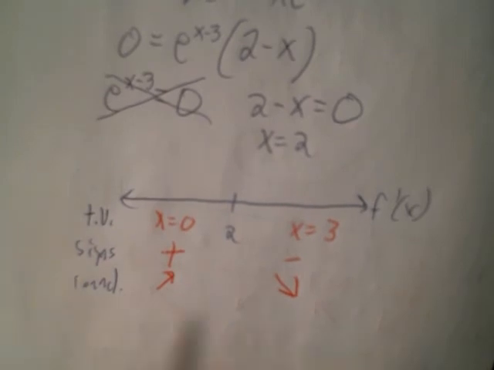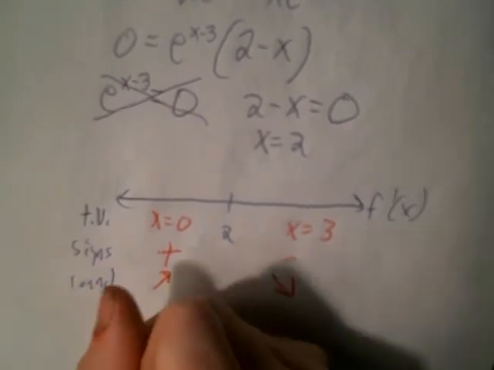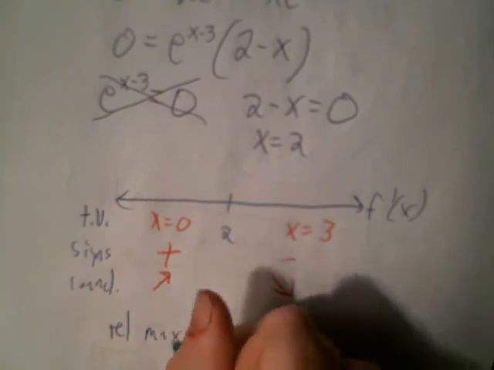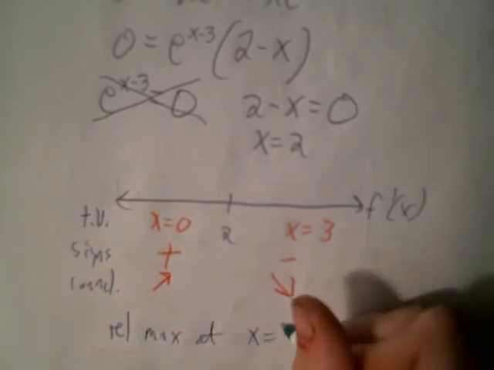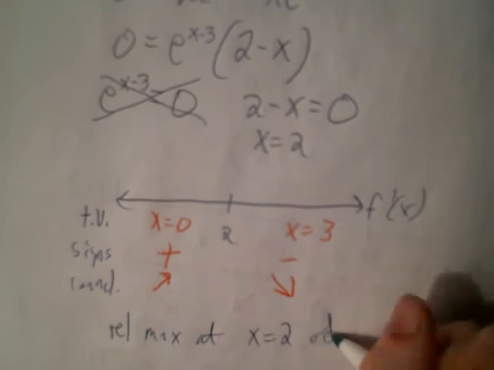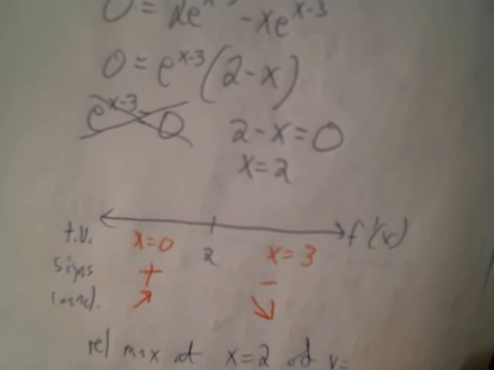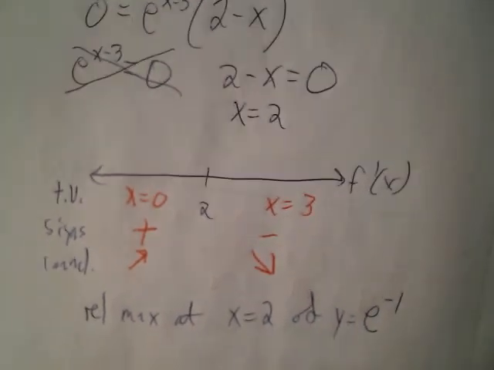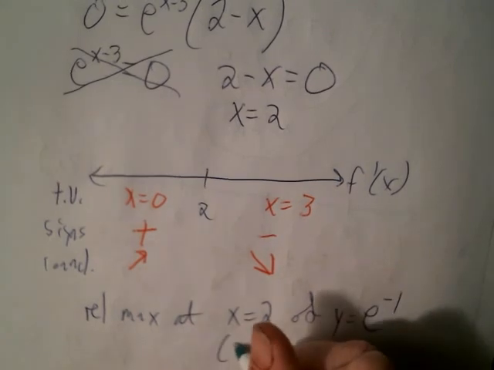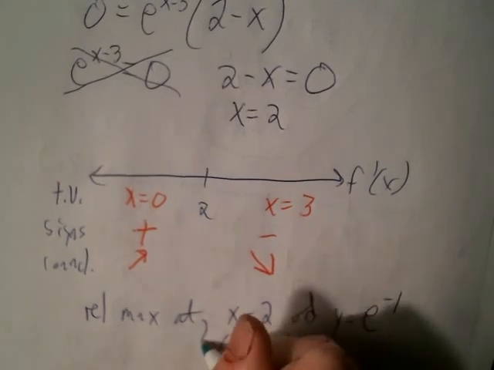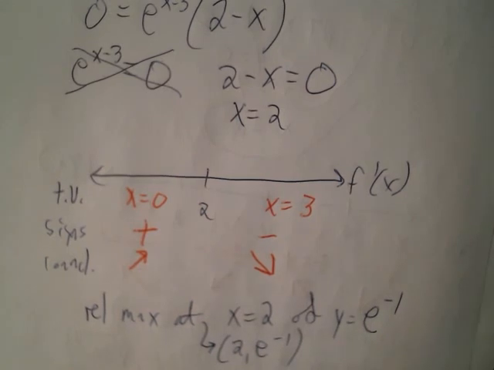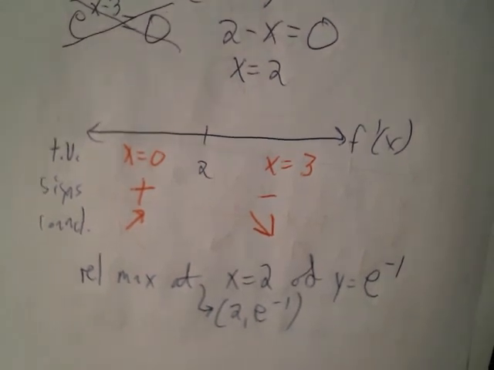So there's going to be a hill there, and there's got to be a max on the top of that hill. So a relative max at x equals 2 of whatever that is, right? y equals 3 minus 2, which is 1, times e to the 2 minus 3, which is e to the negative 1. So as a coordinate, 2 comma e to the negative 1, if you would rather. Okay, so that'll be good enough for now.